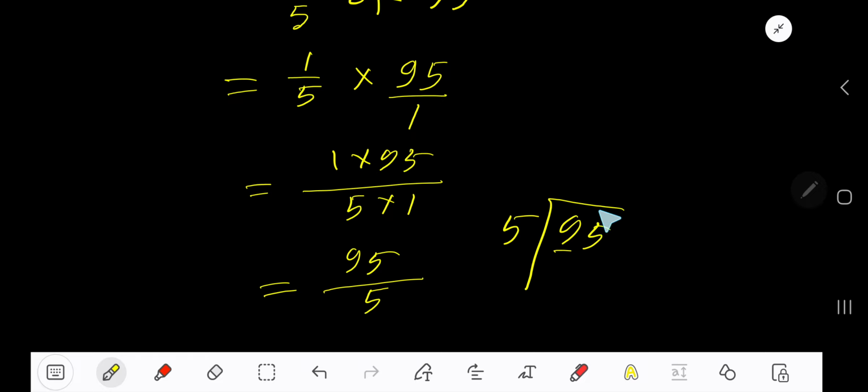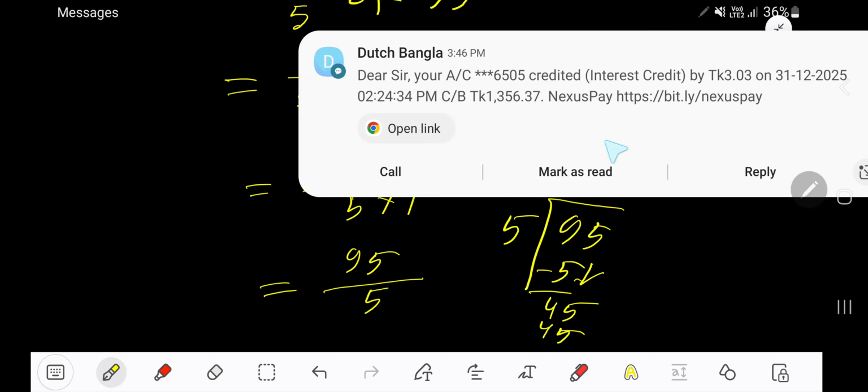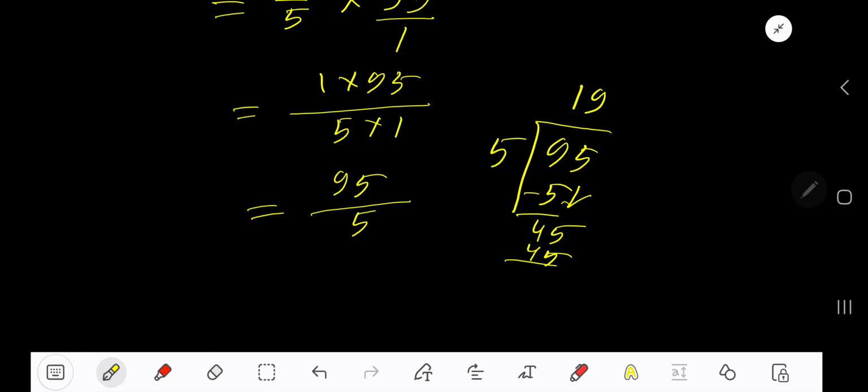5 goes into 9 how many times? 1 times. 1 times 5, 5. Subtract, 4. Bring down this 5. 5 goes into 45, 9 times. 5 times 9, 45. So you are getting 0. So your answer is 19.